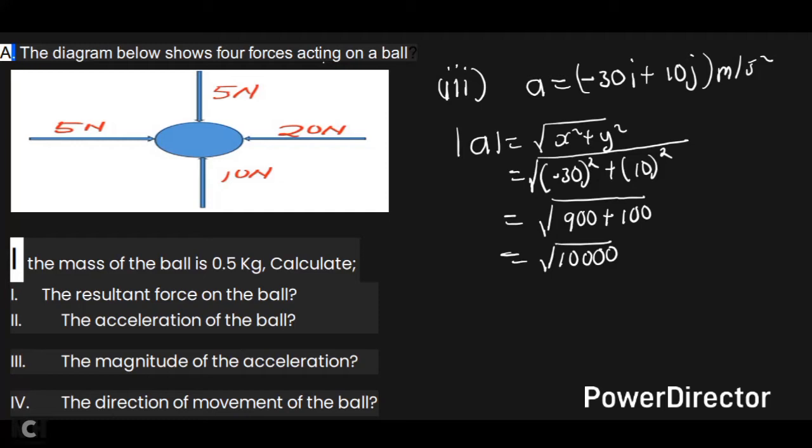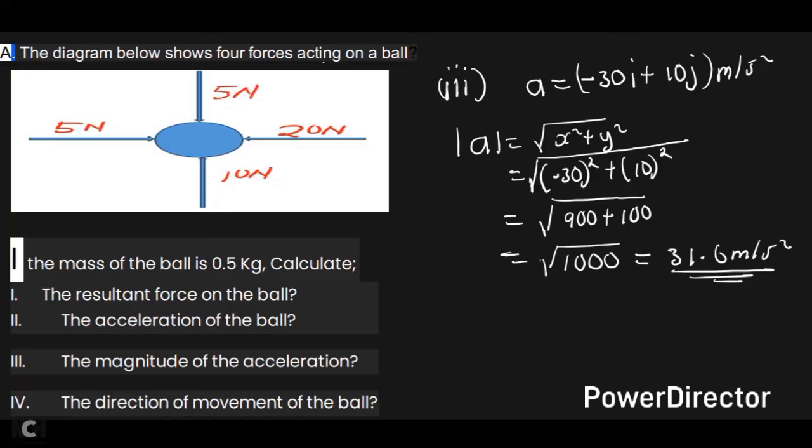It will give us 100. Oh, wait, not 10,000, because that's 900. So 900 plus that, it will give us what? It will give us 1,000 like this. So what's the square root of 1,000? You find that the square root of 1,000 is 31.6 meters. Squared. So that's how we find that one.